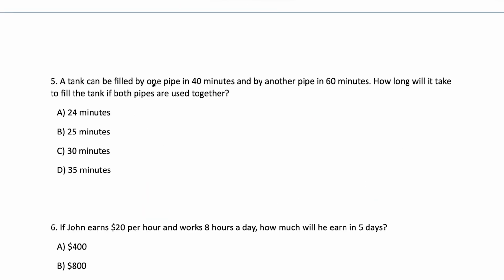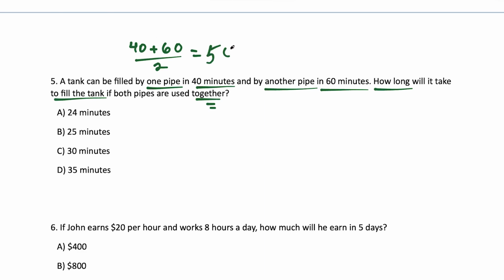Question 5, we have a tank could be filled by one pipe in 40 minutes and by another pipe in 60 minutes. And we want to know how long will it take to fill the tank if both pipes are used together. So for this question, it is very tempting to just say 40 plus 60 divided by 2. And finding the average of these two times would give us 50. But notice that 50 is not even an answer choice. And this is also just not the right approach. We have to be careful here.